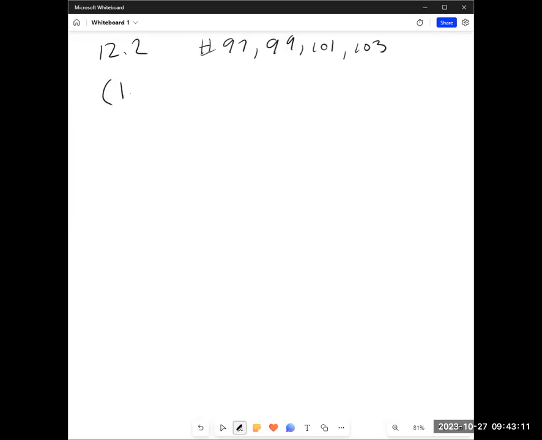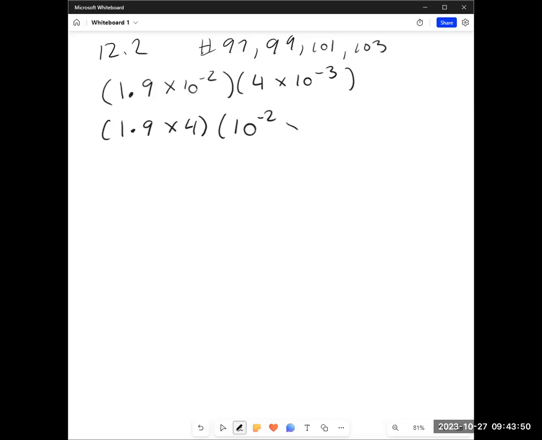First is 1.9 times 10 to the negative second times 4 times 10 to the negative third. So we're going to multiply the parts that are alike. Remember, the commutative property of multiplication says if this is all multiplication, I get to multiply in any order that I want, and the associative property says I can reassociate things. So I'm going to multiply these parts that are not base 10 together, and I'm going to multiply the parts that are base 10 together.